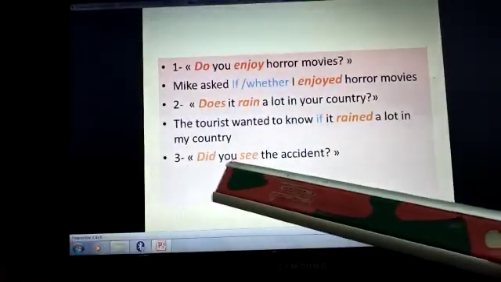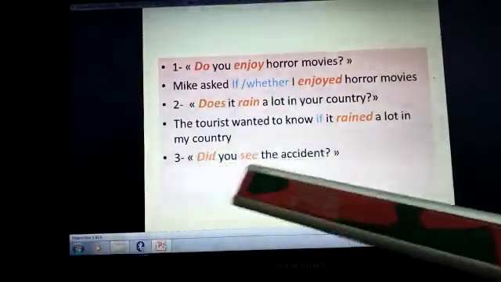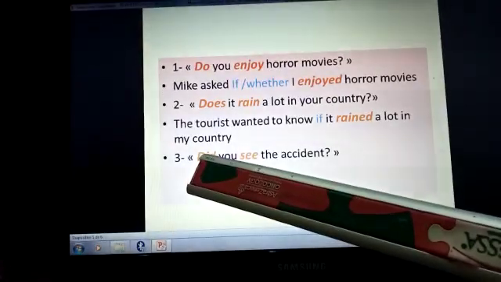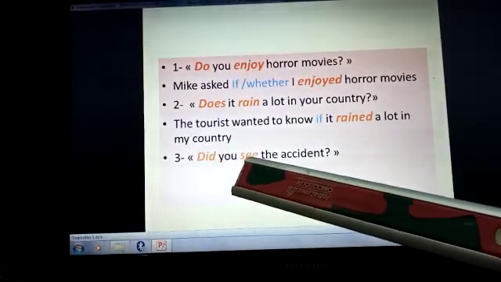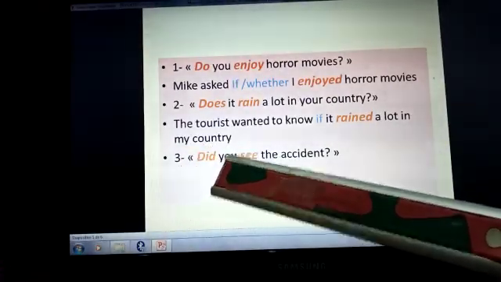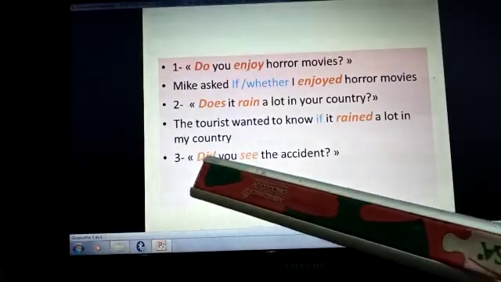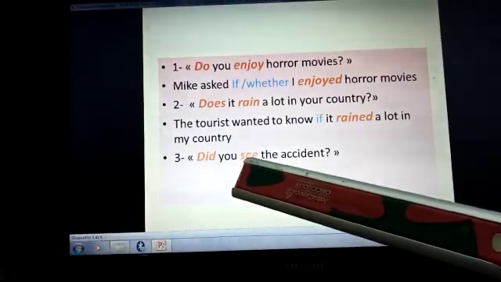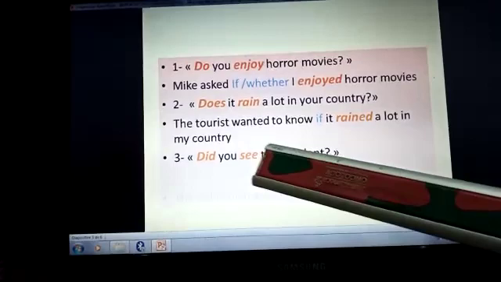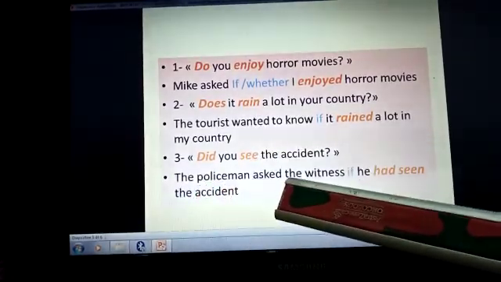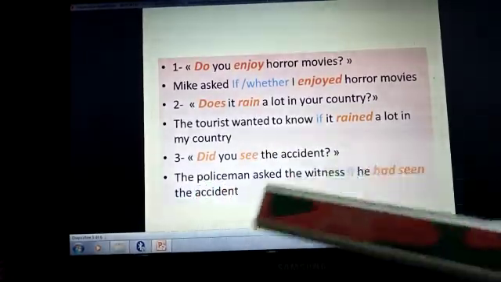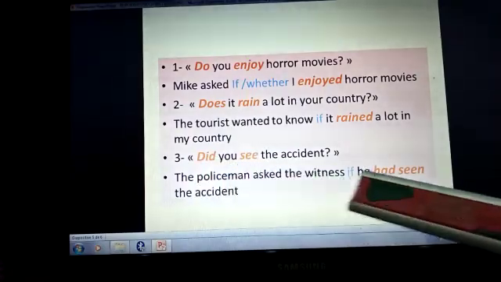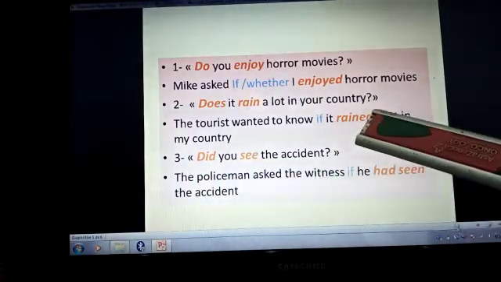Number 3, did you see the accident? Did you see? So did shows that the verb is in the past. And as we saw before, simple past becomes past perfect. When you find did plus verb, it means the verb is in the past, we change it to past perfect. The policeman asked the witness if he had seen the accident. So simple past becomes past perfect.